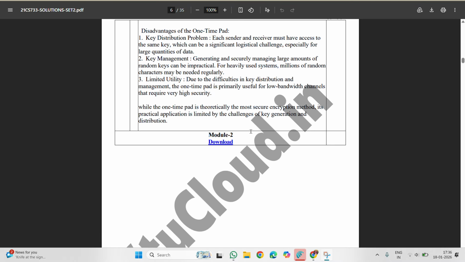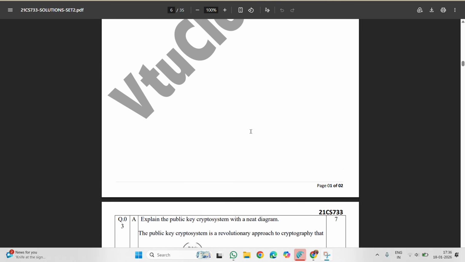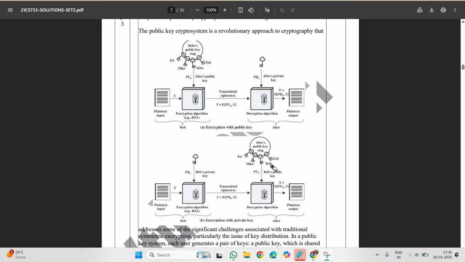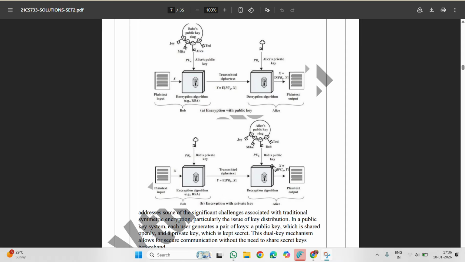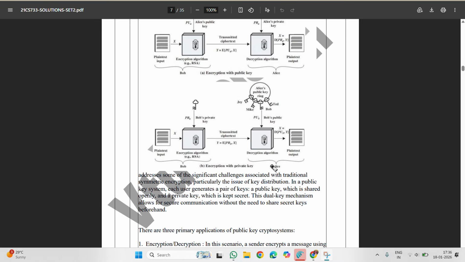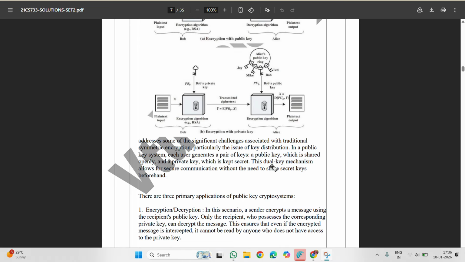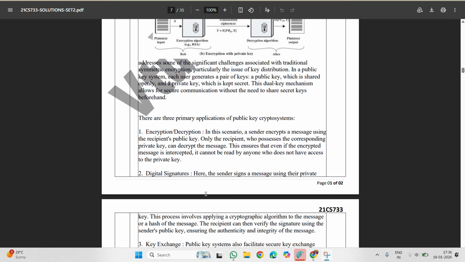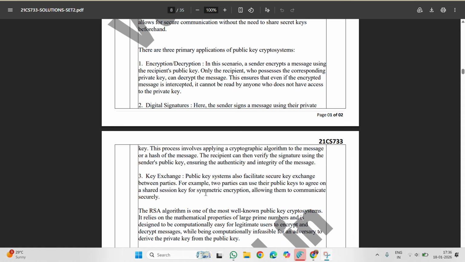Coming to module 2, 3A. Explain the public key crypto system with neat diagram. For this, you people have to draw the two diagrams, encryption with public key and encryption with the private key, and explain the working procedure of this encryption with public key. And there are three primary applications of public key crypto systems like encryption, decryption, digital signatures, and the key exchange is the final one.